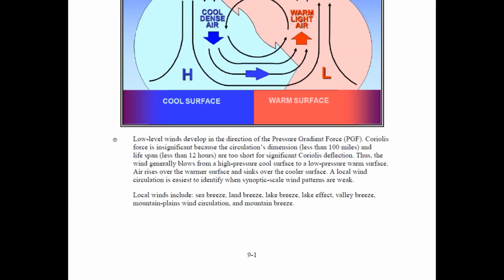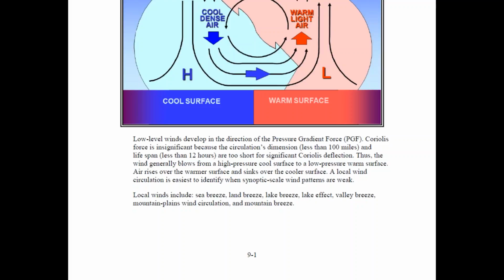A local wind circulation is easiest to identify when synoptic scale wind patterns are weak. So that's just basically saying that without that sea breeze, land breeze thing going on, there otherwise really is no wind. It's actually creating its own wind. So local wind is essentially just little areas, and like I said, it all depends on topography. It depends on where you live, if you're by a body of water, if you're by a mountain, it all depends.